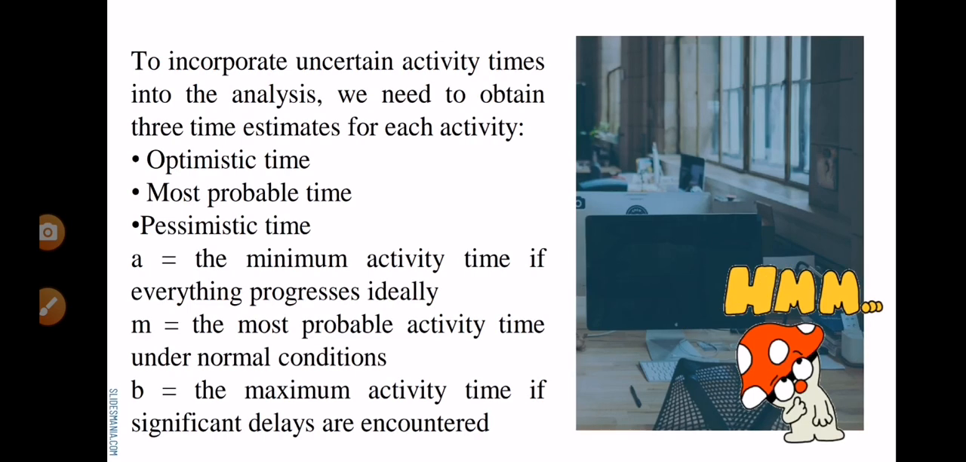So to incorporate uncertain activity times into the analysis, we need to obtain three time estimates for each activity. First is the optimistic time, second is the most probable time, third is the pessimistic time. So A is the minimum activity time if everything progresses ideally. M is the most probable activity time under normal conditions. And B is the maximum activity time if significant delays are encountered.